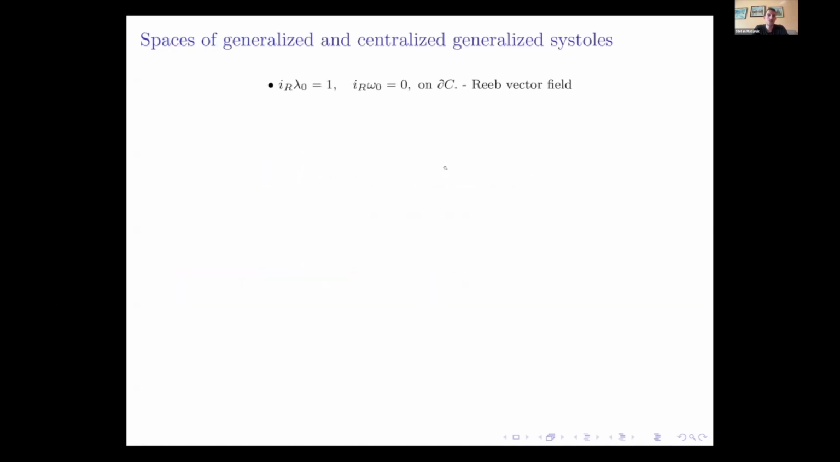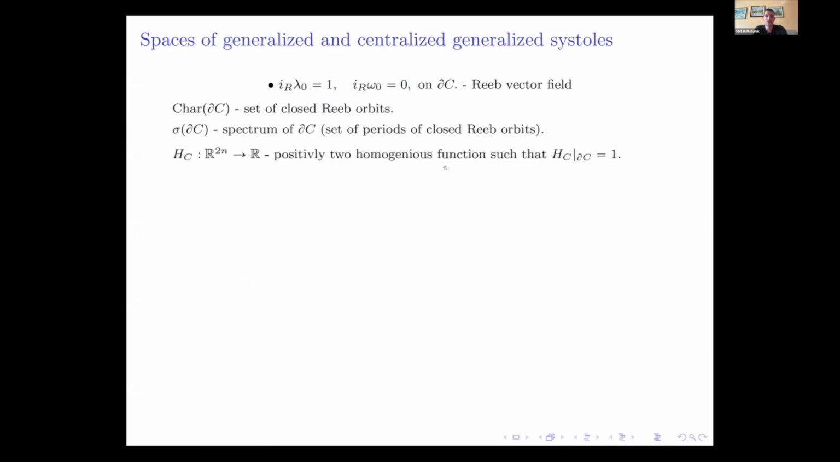So we return to our Reeb vector field and just introduce notation for the set of closed Reeb orbits, and the spectrum, which in this case is just the set of periods of closed Reeb orbits. Now in a non-smooth setting, we don't actually have a Reeb flow, so we have to figure out a different way to define closed Reeb orbits, and this is how we are going to do it.